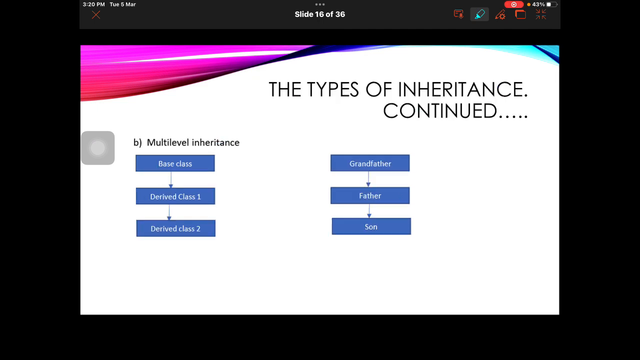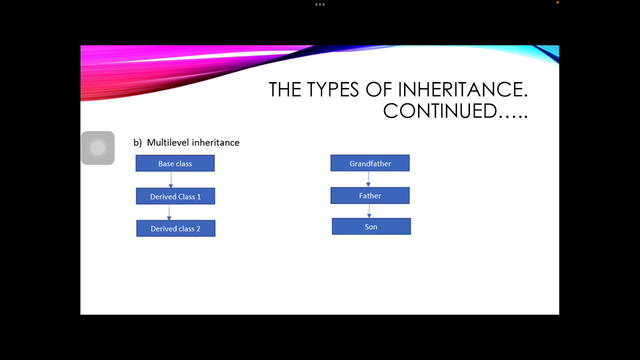Then next one is multi-level inheritance. In multi-level inheritance, we have different levels of inheritance. So this is the first level, this is the second level. How can we frame a sentence from this figure? A class is derived from a class which is already derived from another class. For example, son will acquire the properties from father and father will acquire the properties from grandfather.